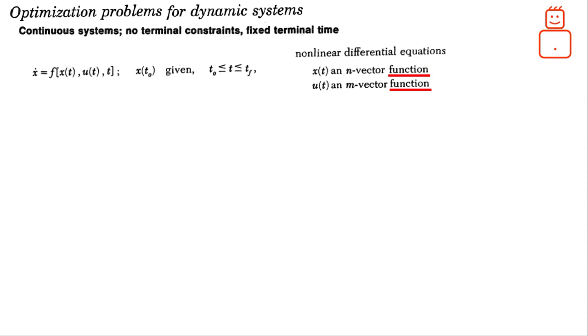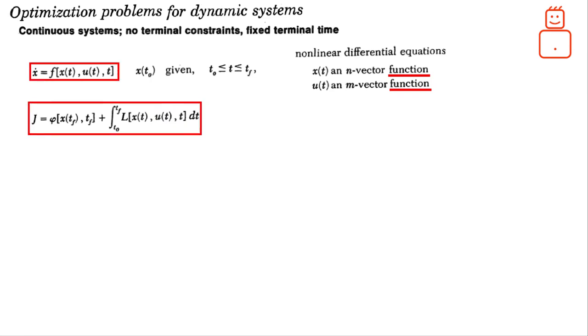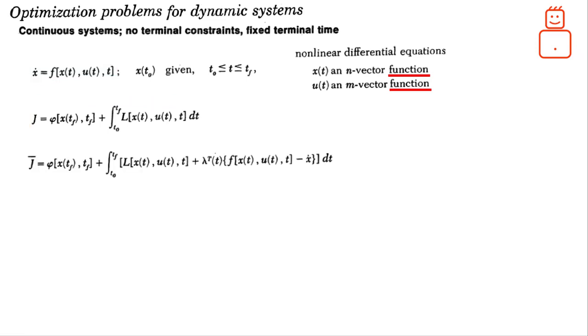Now let us consider an index of performance J, which is a scalar function of the following form. The problem here is to find the function u of t that minimizes or maximizes the given function J. As we did in the previous parts of the series, we simply adjoin the dynamic differential equations to the function J through a multiplier lambda of t. The result is given through the function J bar.